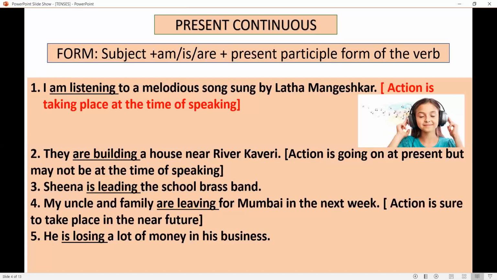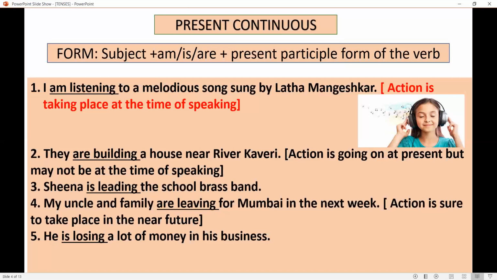Another example, when you are sure an action is going to take place in the near future, we can use present continuous tense. Fourth example, my uncle and family are leaving for Mumbai next week. So they have booked the ticket to Mumbai and you are sure that they are going to leave. Okay. So then also we use present continuous tense.